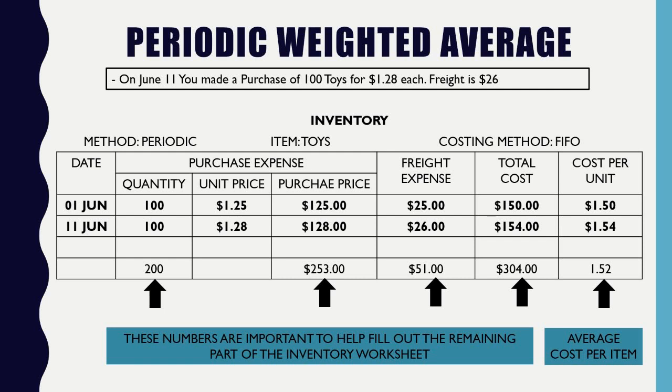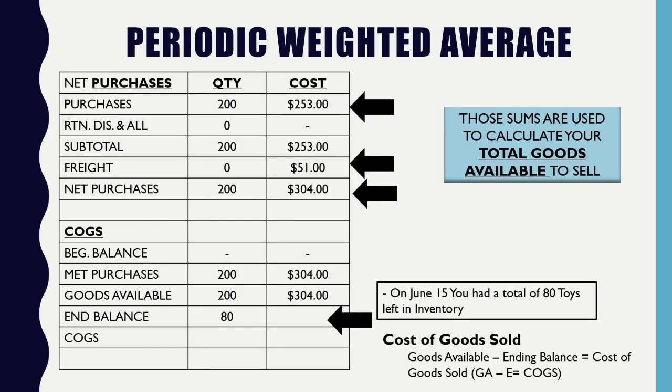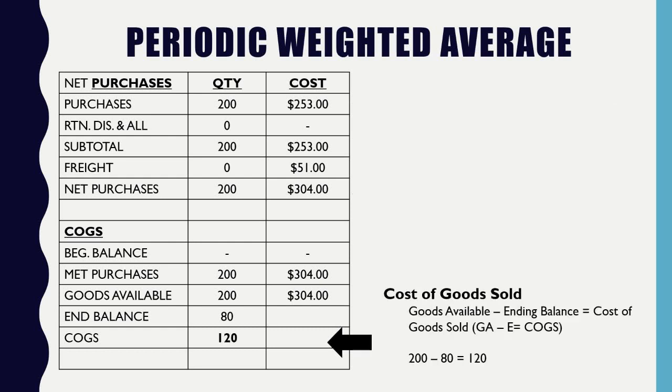If you remember back in grade school, that is exactly what the average is. Okay? So we know that from the total of the 200 items, it is going to cost us $1.52. Then we're going to be moving into our inventory worksheet. Here we enter in all the numbers. We recognize that we don't have beginning inventory and that our goods available is going to be 200 items at $304. Again, we're given that 80 is our ending inventory. So therefore, we should have sold 120 items.